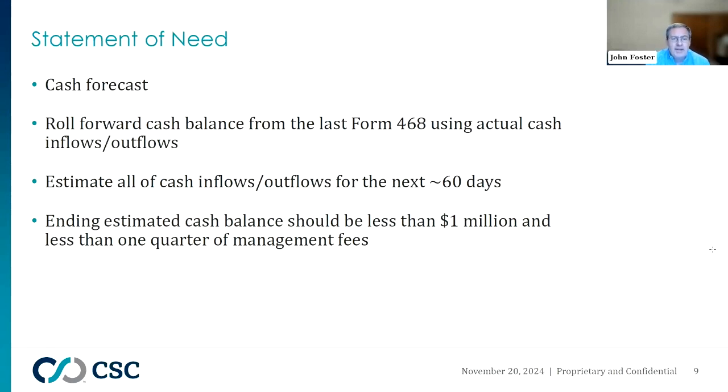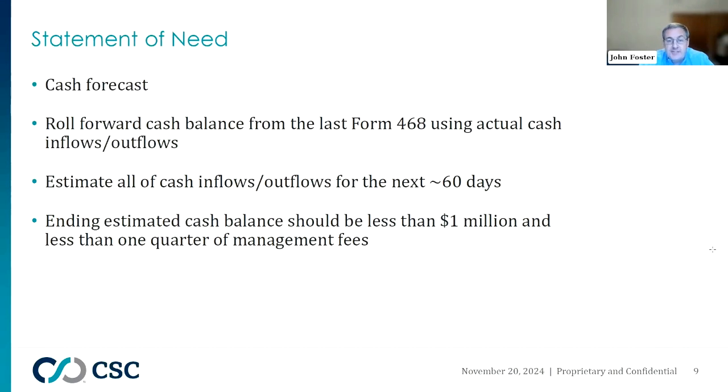Okay. The statement of need is part of the leverage draw application, and it can take a while to prepare. Before the SBA will give you the leverage, the SBA wants to know in very granular detail how much cash you have and how much you're requesting and what specifically you are going to do with that cash. So the statement of need is essentially a cash forecast.